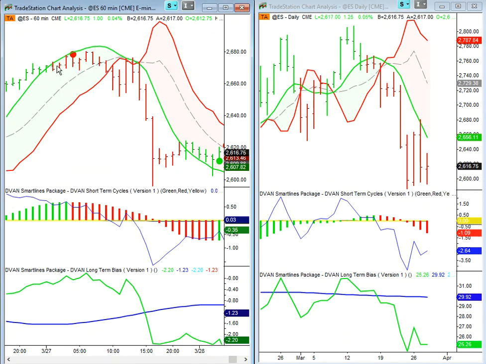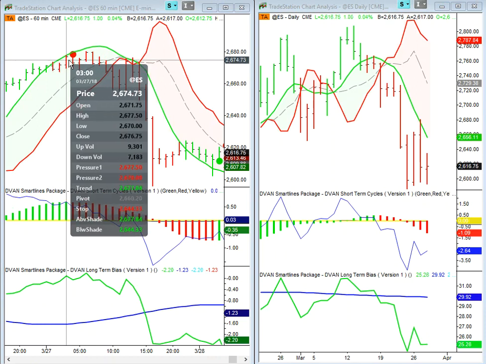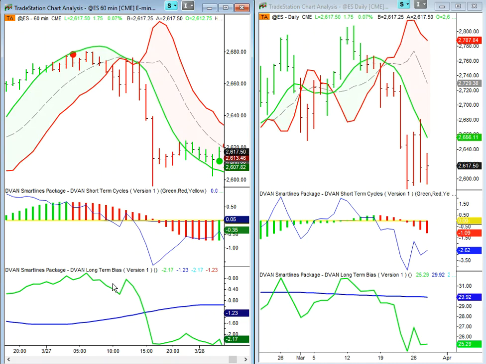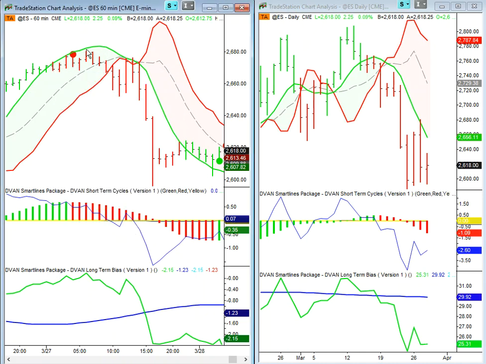As we see that resistance point being hit on the daily, this is where we'd move down to the 60 and look for the confirming factors of the DVAN SmartLines package to enter the short side. So what we want to see is red price bars, of course, even at new highs. So this is giving you a really good look at sellers coming in and becoming dominant over buyers, even as prices mildly continue to rise.